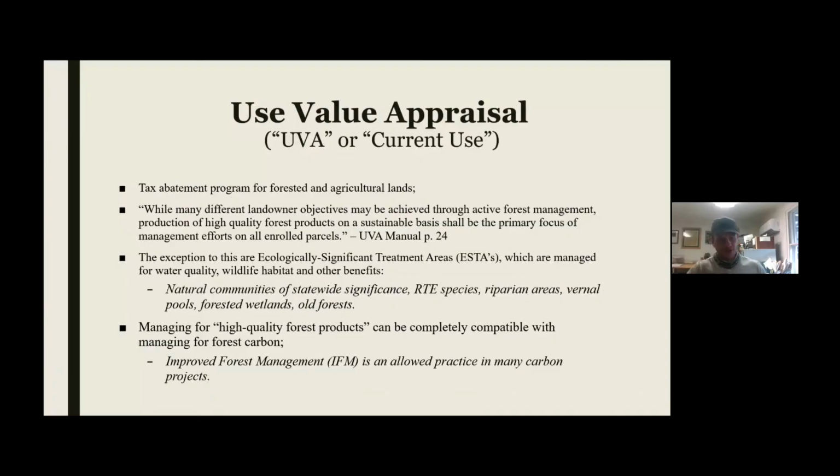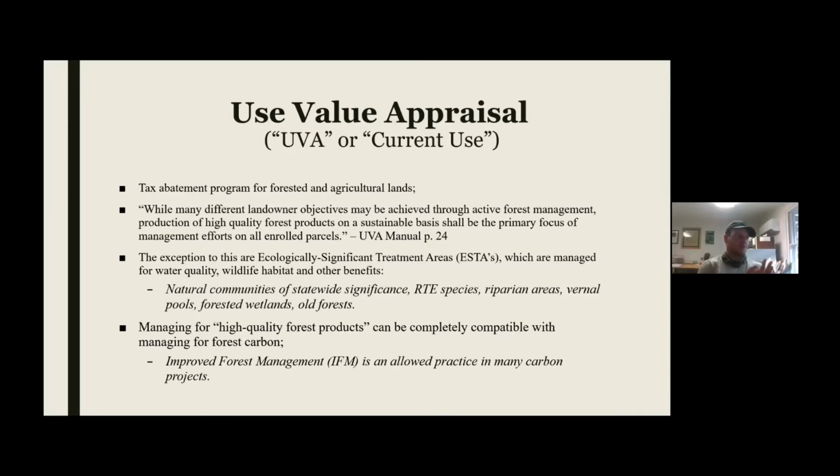Okay, so total left-hand turn. Now we're talking about a government program called the Use Value Appraisal, UVA, or current use. A lot of us county foresters, this is what we spend most of our time on because it's a really, really important program. It's a tax abatement program for forested and agricultural lands in Vermont.